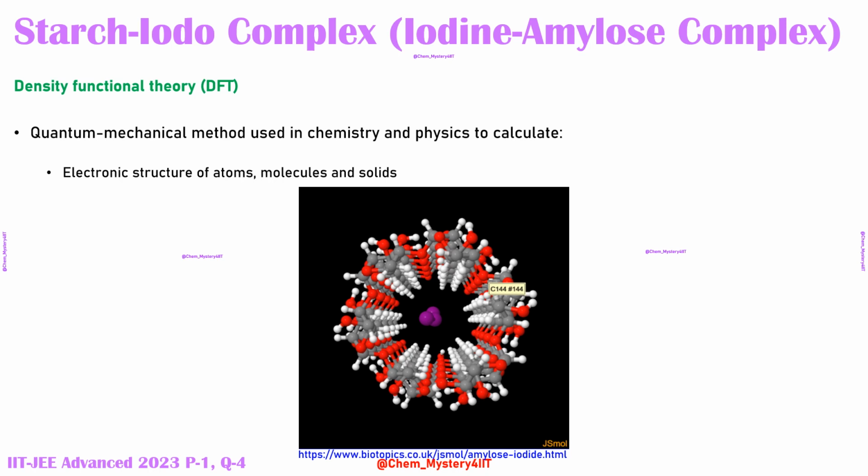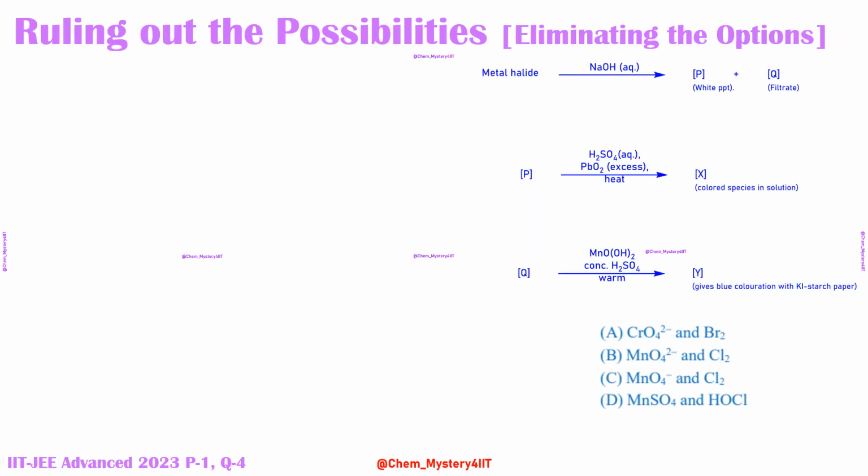DFT is what we call the density functional theory, and that is used for different quantum calculations to get different answers. Moving further, we are going back to the reactions of the anion.